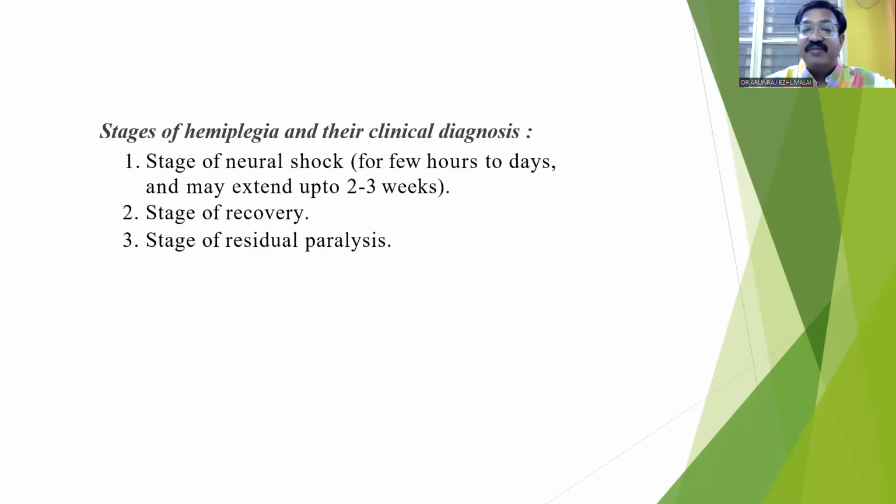Now coming to stages of hemiplegia. I have already discussed this in the previous episode. The first stage of hemiplegia is the stage of neuronal shock. Never tell spinal shock. It's not an involvement of the spinal cord, but most of the students will tell spinal shock. So the stages are: stage of neuronal shock or neural shock, stage of recovery, and stage of residual paralysis.